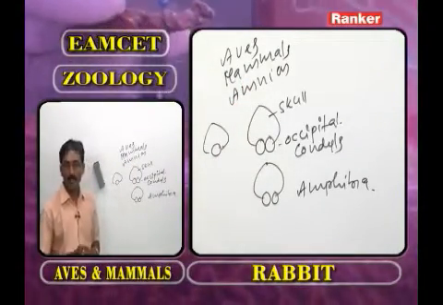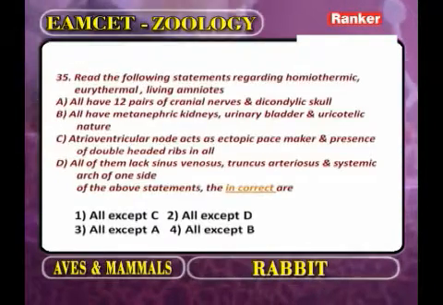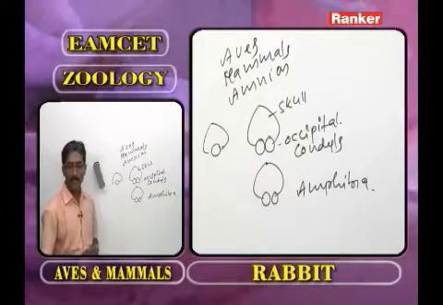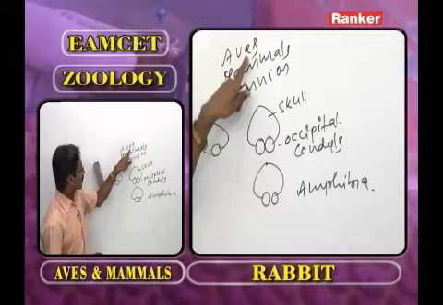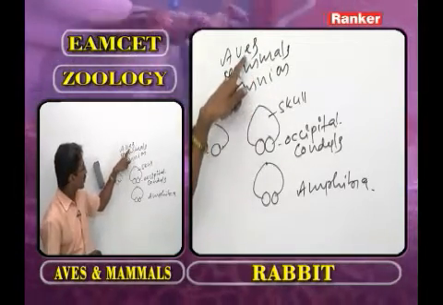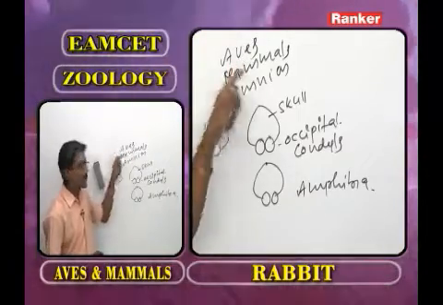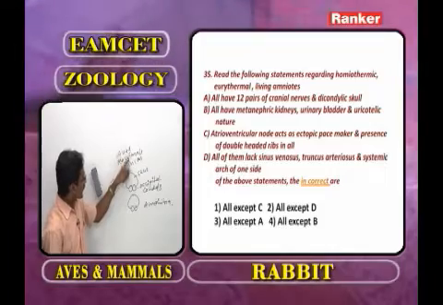Read the following statements regarding homeothermic. What are the homeothermic? Aves and mammals. And eurythermal: aves and mammals can tolerate a wide range of temperature fluctuations. So, aves and mammals are homeotherms and eurythermal. And living amniotes, in the development what is present? Amnion.